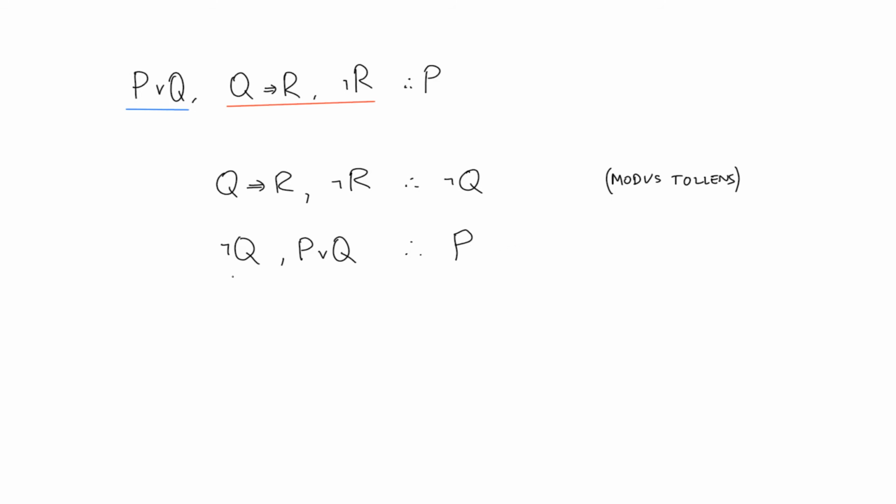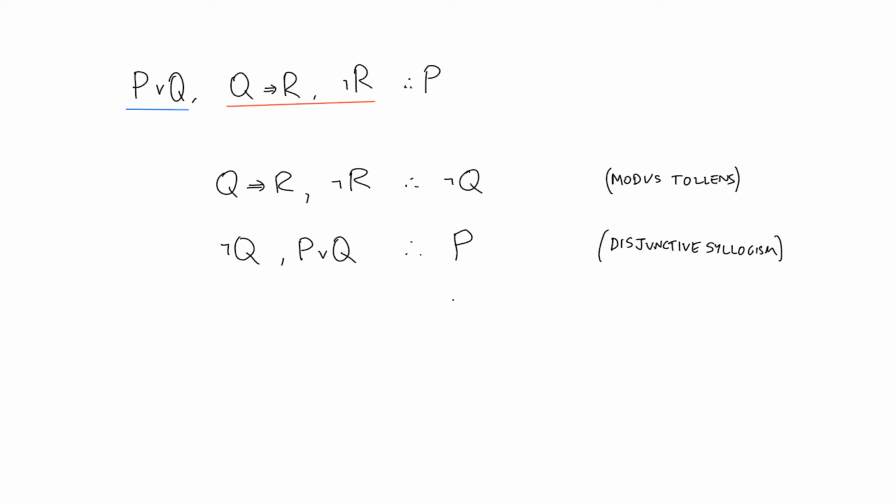Or we might recognize that these are the two premises of a disjunctive syllogism, and this is indeed the conclusion that I would draw from the disjunctive syllogism. And finally, we've reached this conclusion, which is P, and that's the conclusion I was trying to reach.